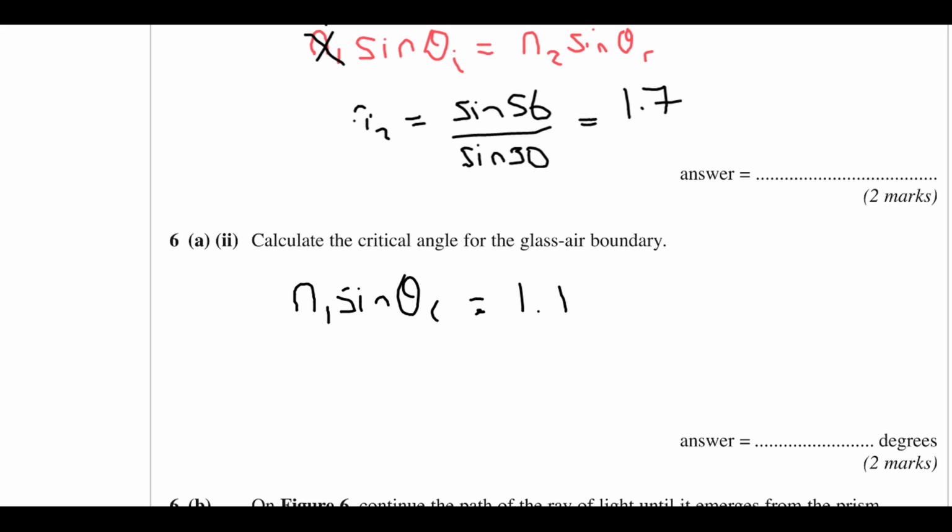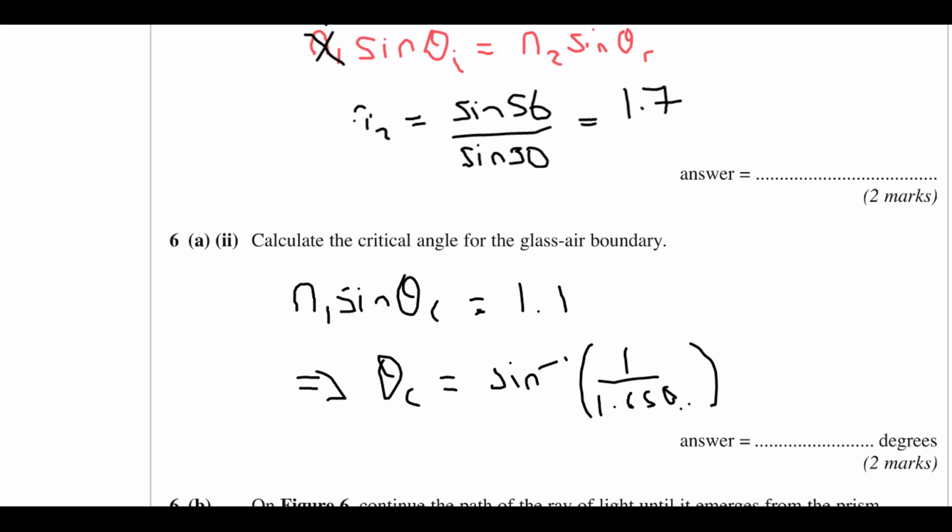Sine of 90 is 1. So actually, the critical angle is going to be the inverse sine of 1 over 1.658. That way around, which if we calculate that to appropriate significant figures, is going to be 37 degrees there. So if you've done this calculation and you ended up with a maths error, it means you've got your n1 and n2 the wrong way around.